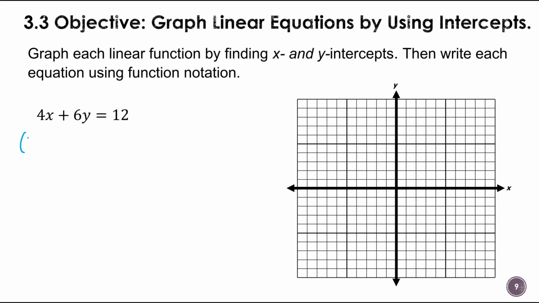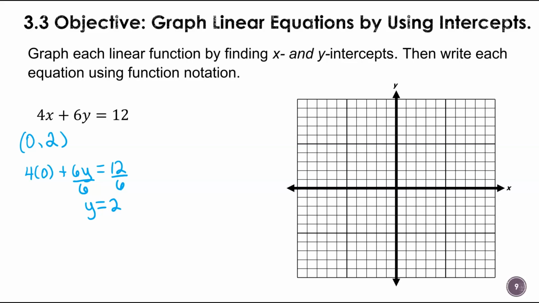If I put 0 in for x, then I'm finding the y-intercept. So y is 2. Right, there's my y-intercept because this ordered pair will be on the y-axis.